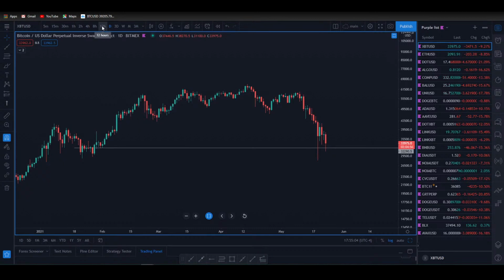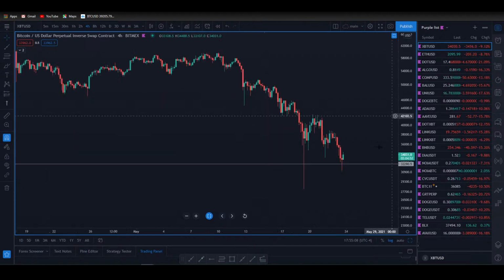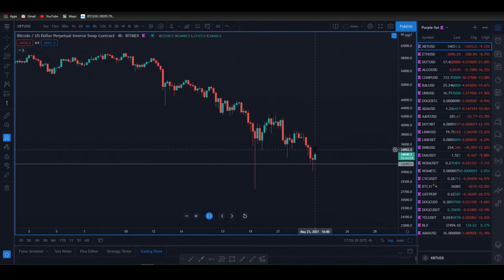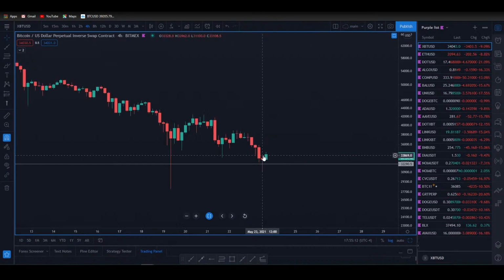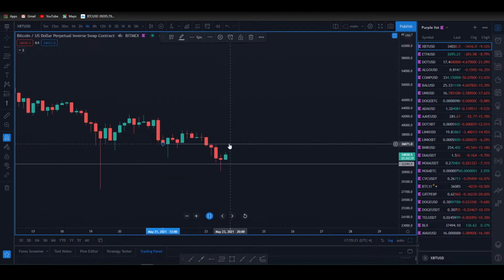Let's go into an intraday chart and see what we can gather. You got a wick low here, and you took out the high of that previous 4-hour candle, which is good. But you're going to run into 4-hour resistance at 36,071 right here. So that would be the first area to watch out for if you're taking longs into this.